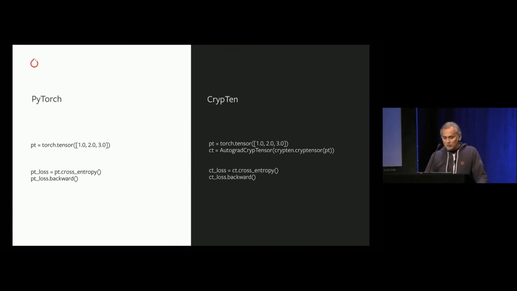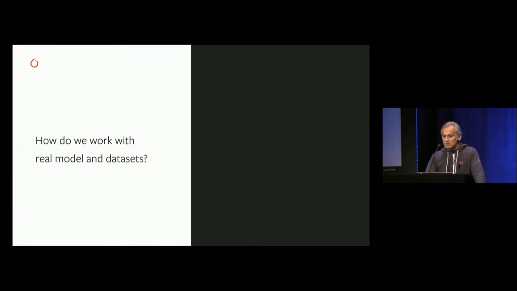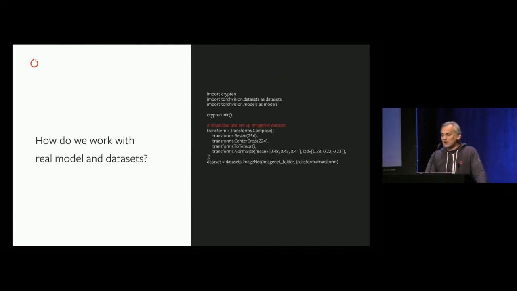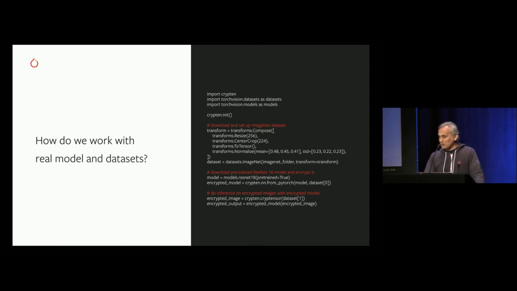I also wanted to show you what loading a real model and a real data set looks like. This is a very small inference example with ImageNet, which is a very popular data set in computer vision, for example. So on the right, I'm going to show you code. What I'm doing here is importing some libraries, initializing Krypton. Then I'm initializing an image transform, which crops the image, for example. I load the data set from a folder, the ImageNet folder. This is a data set of about 1.7 million images or so. And then I load a pre-trained model. A ResNet-18 is a full-scale model. It's not a toy model.